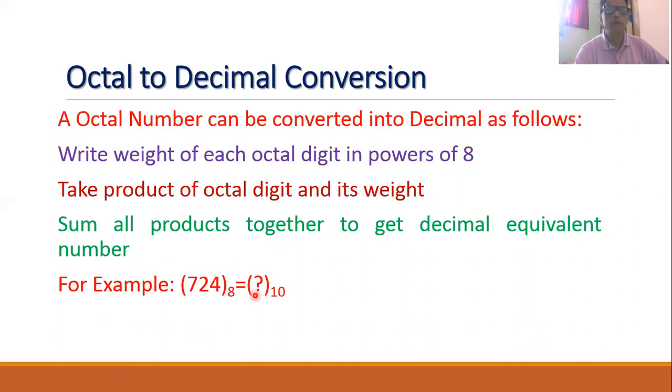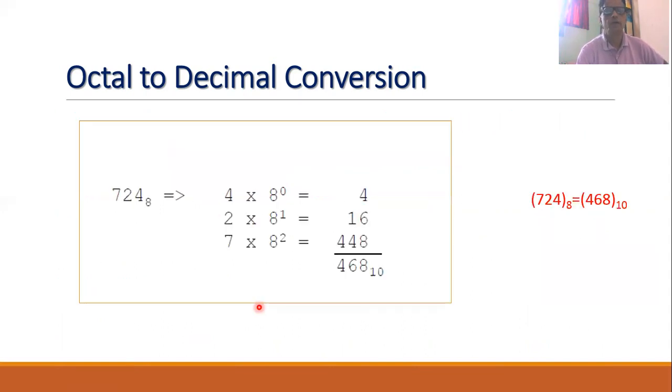Say for example, we have been given the octal number 724 and we want to obtain its decimal equivalent. This is a simple process. This is a number which contains only an integer part. It does not contain any fractional part. Therefore, I will write the weight for each octal digit, starting from the octal point. Here it is assumed that the octal point is present.